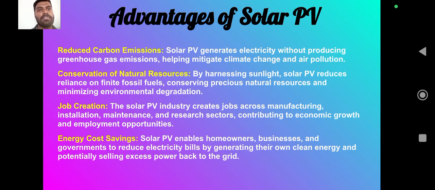And conservation of natural resources. By harnessing sunlight, solar PV reduces the reliance on finite fossil fuels. Since electricity is produced by using renewable energy resources, it reduces the dependency on non-renewable energy resources. That's what it says.